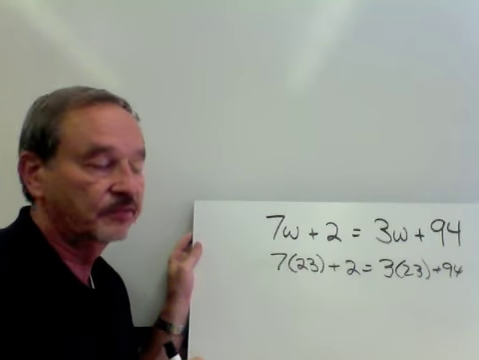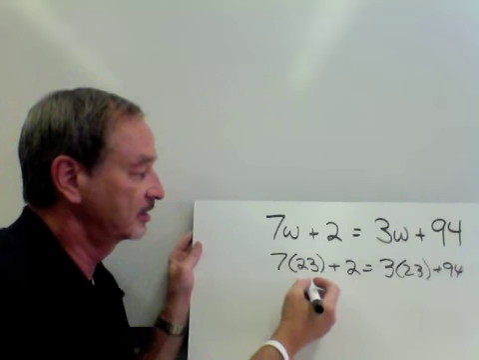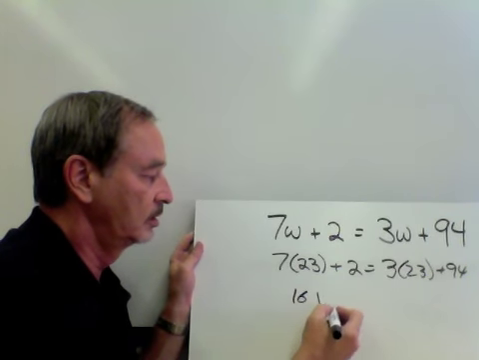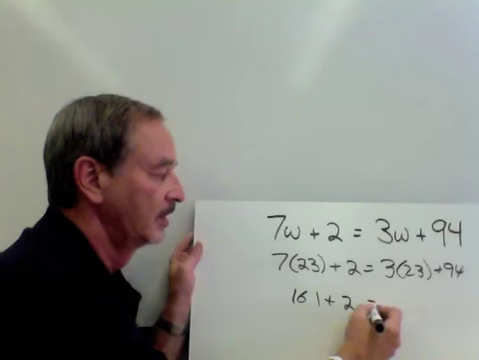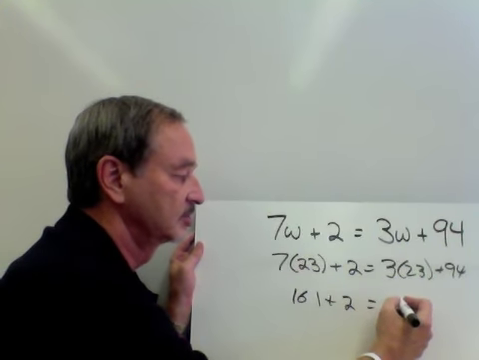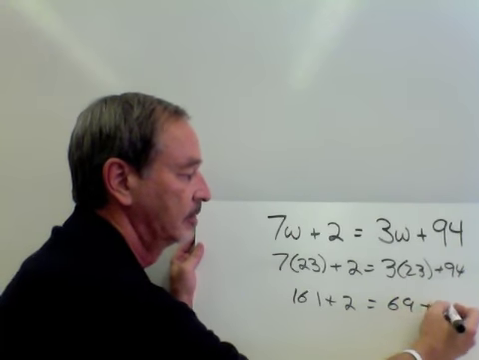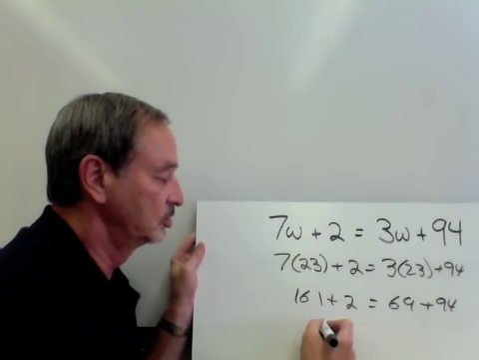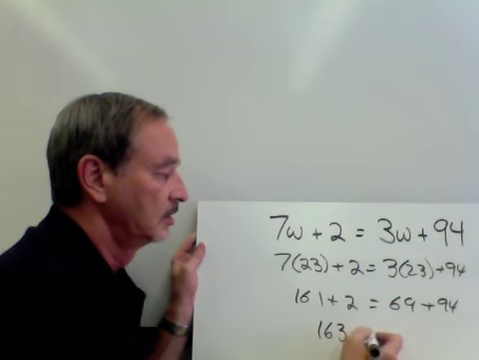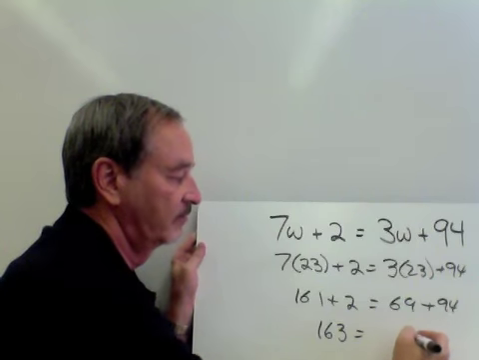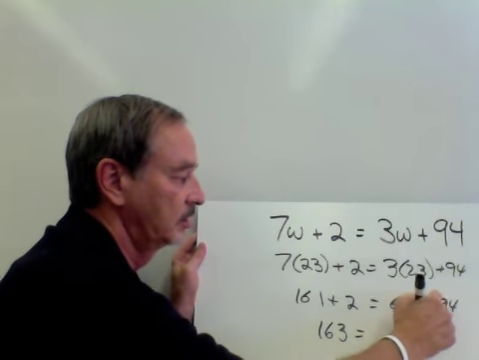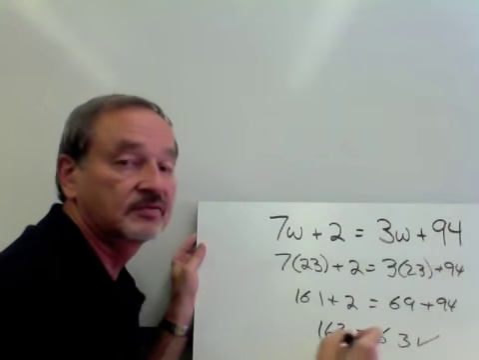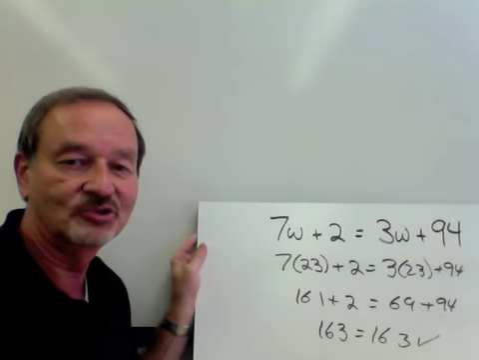So 7 times 23, if you can do mental math, great. If not, get your calculator. 7 times 23 is 161, plus 2 on this side. 3 times 23 is 69, plus 94. Let's add these two up. 161 plus 2 is 163. 69 and 94: 9 and 4 is 13, we carry 1, 9 and 1 is 10, and another 6 is 16. So we have 163 equals 163, so W equals 23 must have been the answer.